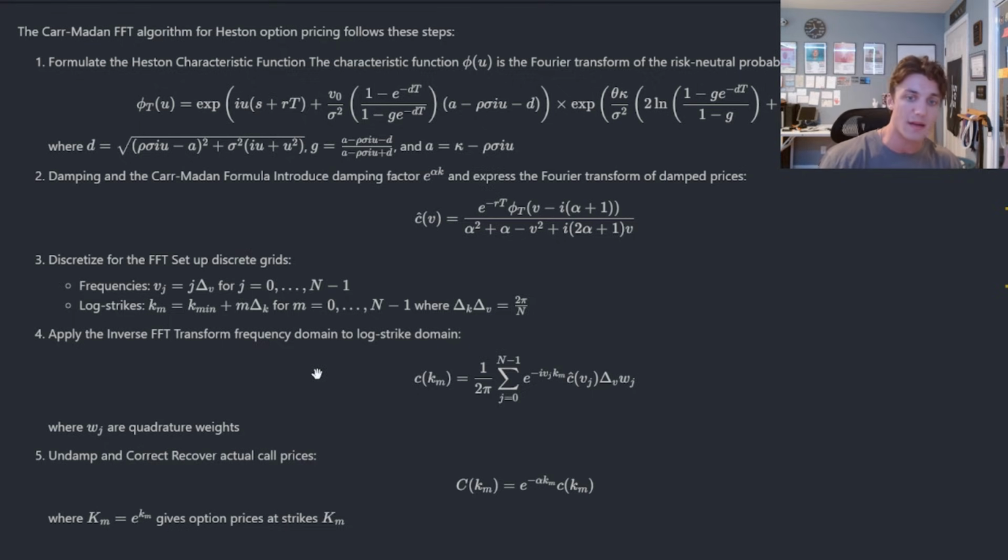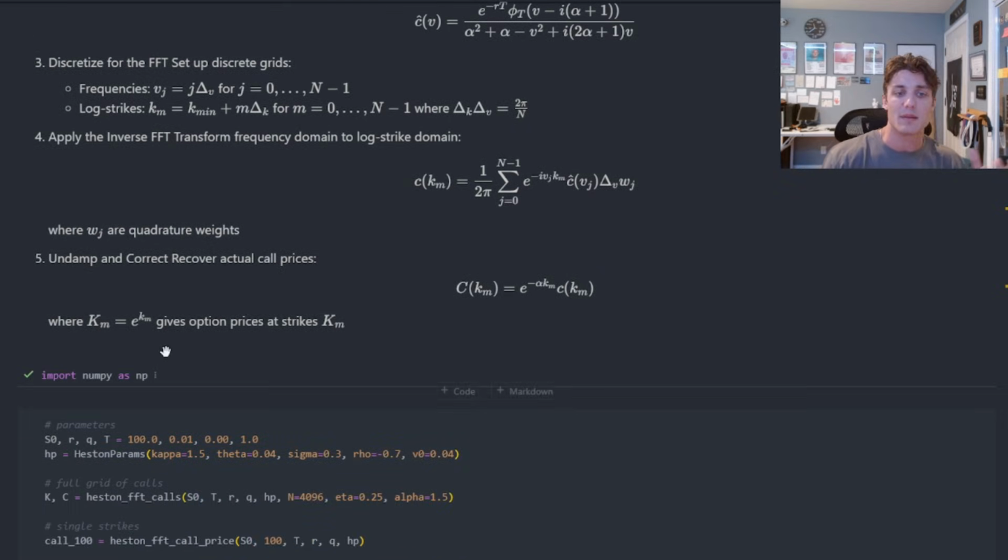And once we do the inverse fast Fourier transform, remember, we're applying it in a sense that is going to allow us to recover the original option prices that we are then going to have to correct because we still apply that damping factor. But that's very easily done because it's just an exponential. So we can just apply this correction and we will end up with the correct option prices.